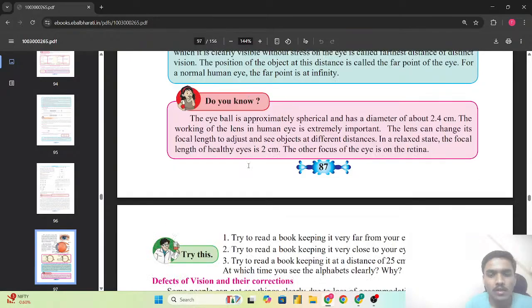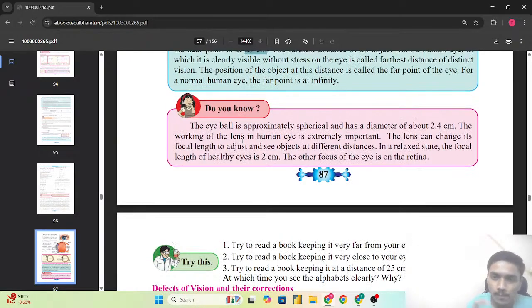We have given here the do you know. The eyeball is approximately spherical and has a diameter of about 2.4 centimeter. और जो eyeball होता है उसका वो spherical होता है और उसका diameter जो है वो 2.4 centimeter है. The working of the lens in the human eye is extremely important. The lens can change its focal length to adjust and see objects at different distances. In a relaxed state, the focal length of the healthy eye is 2 centimeter. और जो रिलैक्स स्टेट में जो फोकल लेंथ ऑफ द ह्यूमन आई होती है दैट इज द 2 सेंटीमीटर. अदर फोकस ऑफ द आई इज ऑन द रेटिना.